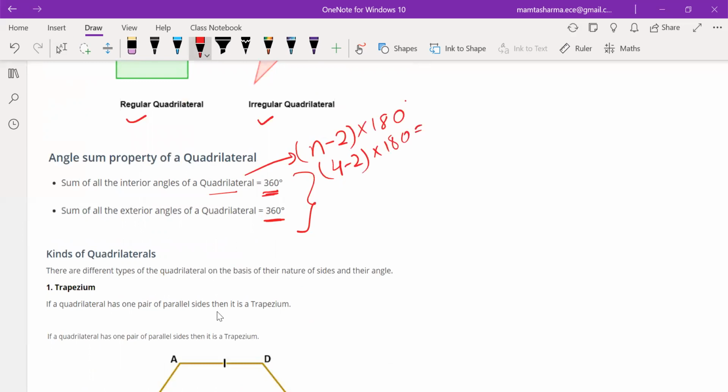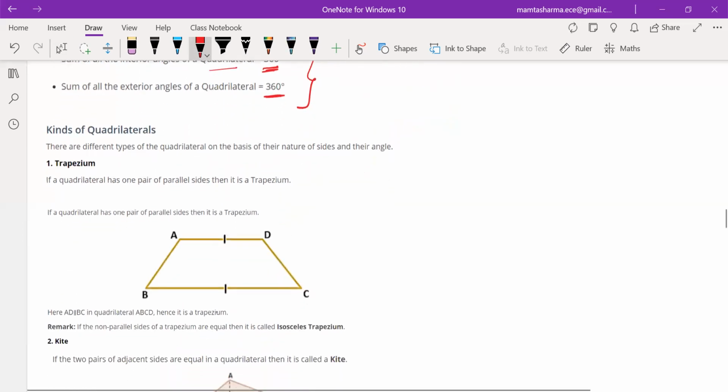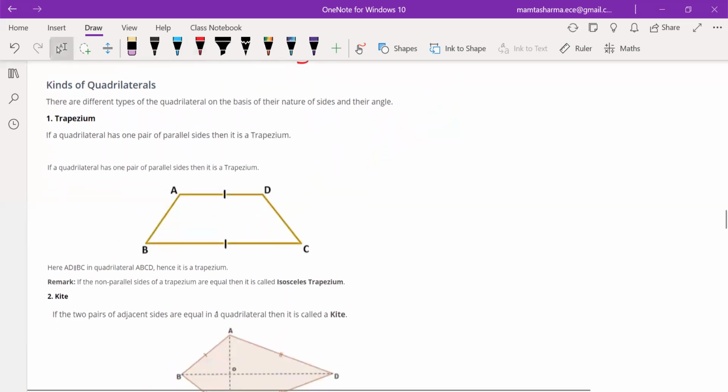You will get 360 degrees. Yes, ma'am, 360. Okay. Now there are types of a quadrilateral. First one is trapezium. So trapezium is a kind of quadrilateral which has one pair of parallel sides. In this shape, this is the shape of trapezium.